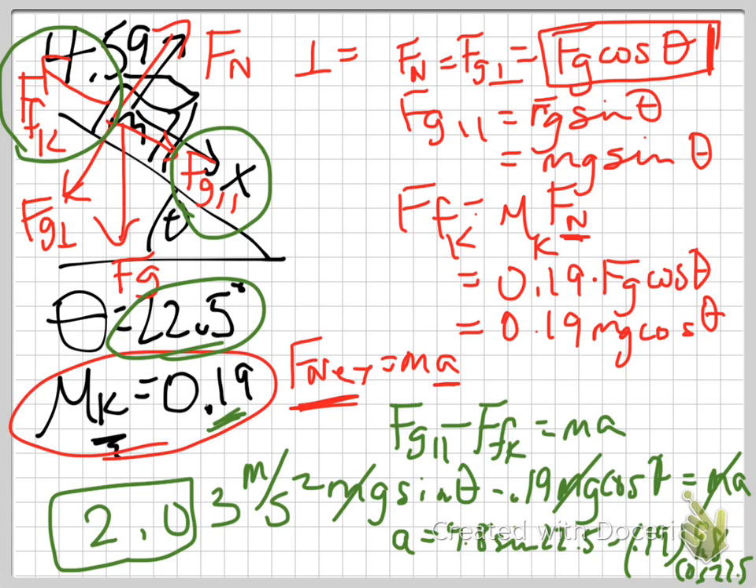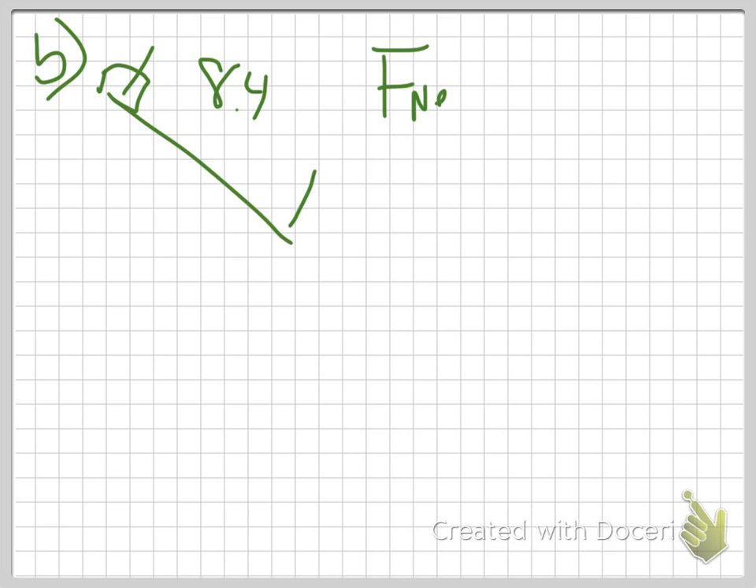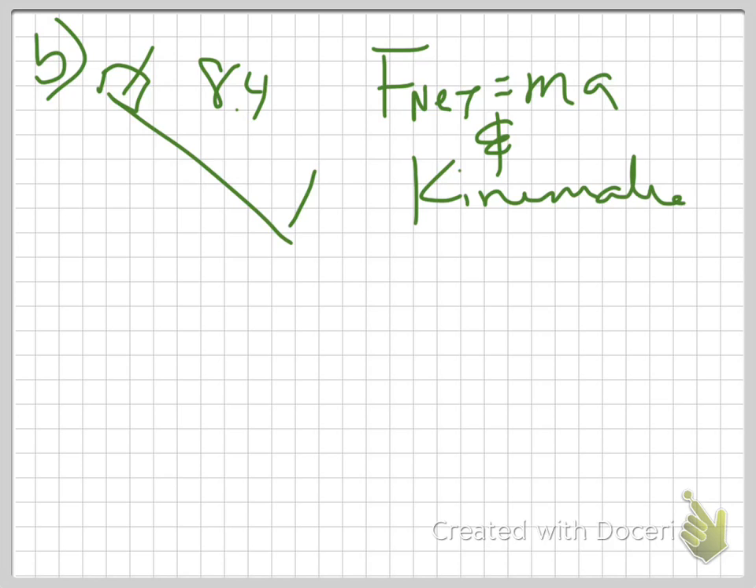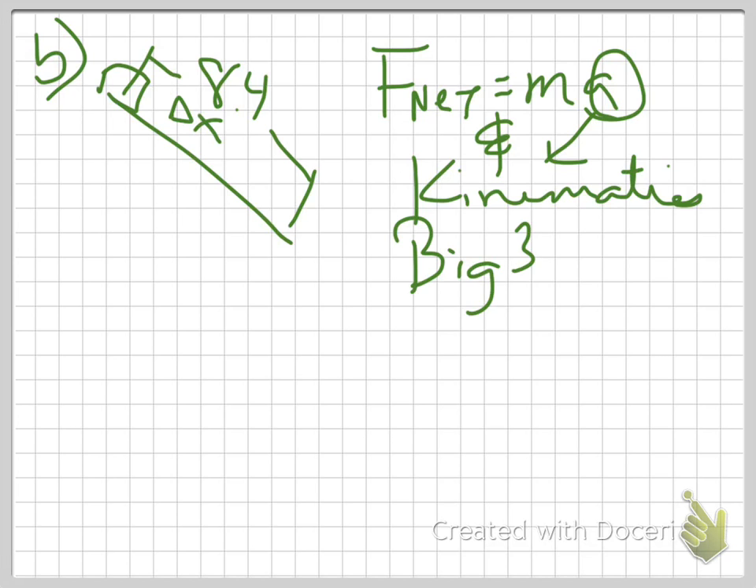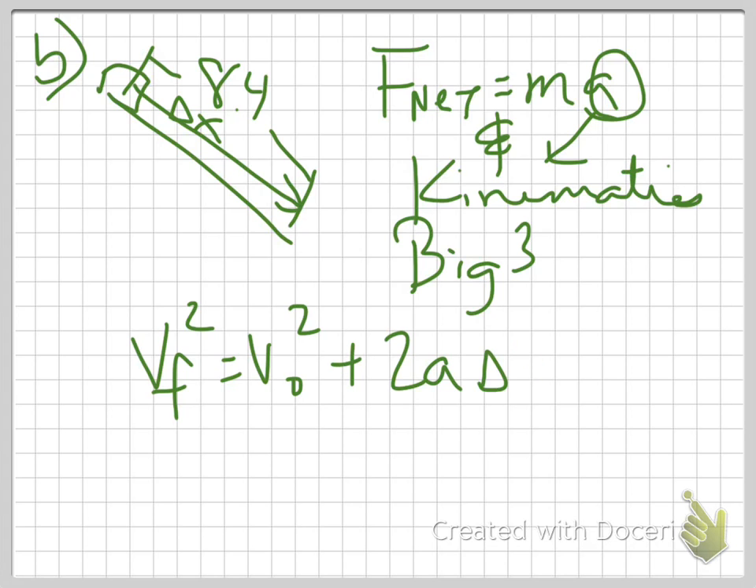Part B of this, really quickly, if the crate starts from rest 8.4 meters up, so 8.4 meters, this is where the crate started. What will the crate speed be when it reaches the bottom? So we're combining now F net equals ma and kinematics. So once we find a, we can apply it to our big three. If you want the v at the bottom and you're given what delta x is, and delta x can be this direction, it's a one-dimensional problem, I would do vf squared equals v initial squared plus 2a delta x.